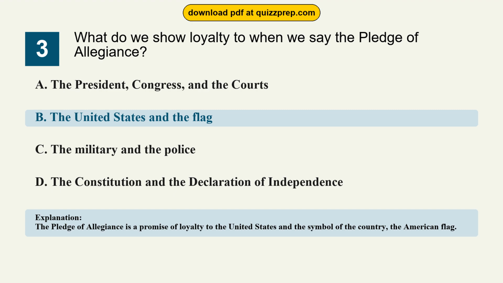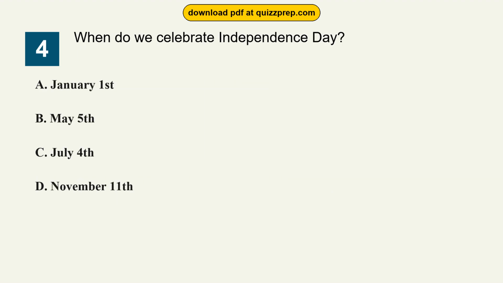The Pledge of Allegiance is a promise of loyalty to the United States and the symbol of the country, the American flag. Question 4. When do we celebrate Independence Day? Option A. January 1st. Option B. May 5th. Option C. July 4th. Option D. November 11th. The correct answer is option C.